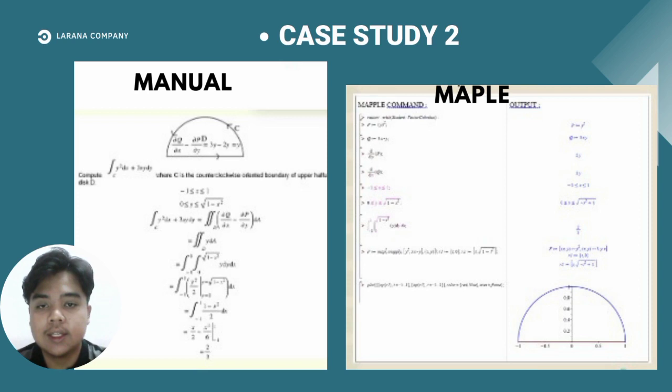Okay, in this case study, the question asks to compute the integral where C is the counterclockwise oriented boundary of the upper half disk D. First, from the equation, x is between negative 1 and 1, and y is from 0 to square root of 1 minus x squared.